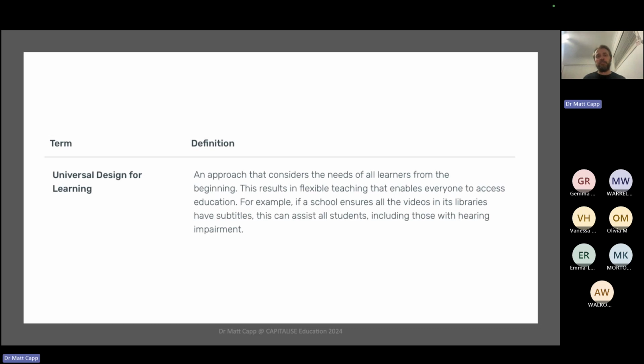The definition of universal design for learning talks about it being an approach that considers the needs of all learners from the beginning. So if that's the case, we need to be able to identify what are the students' strengths and barriers to learning.